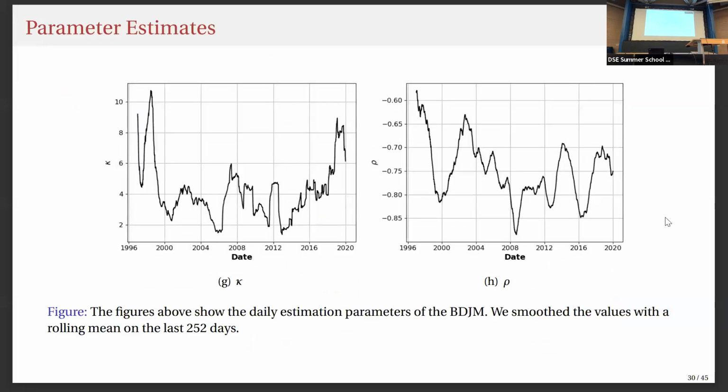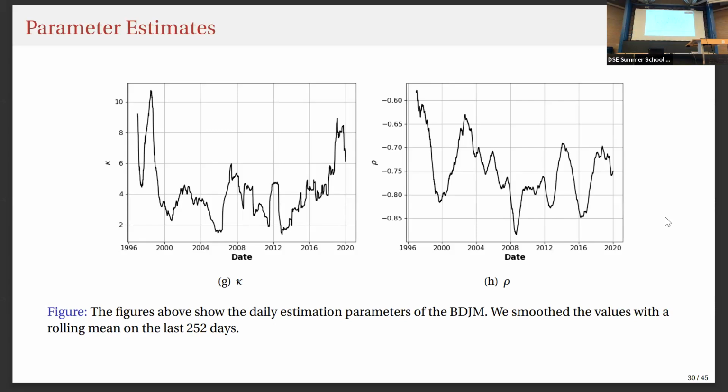So these are the parameter estimates when we apply this model to this panel, this time series panel, of index options from the S&P 500 index options, and estimate these daily estimates of the parameters. We're plotting two parameters here. One is kappa, which is the speed of mean reversion of the underlying volatility state. And rho is the correlation between the shocks to the stock price and shocks to the volatility. So you get these interesting plots over here.